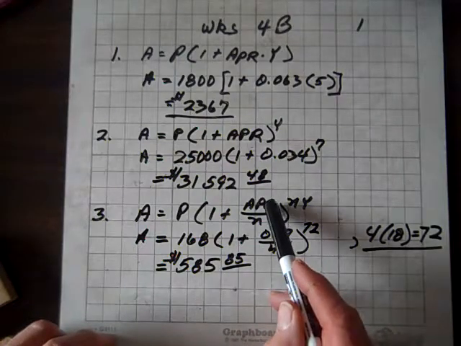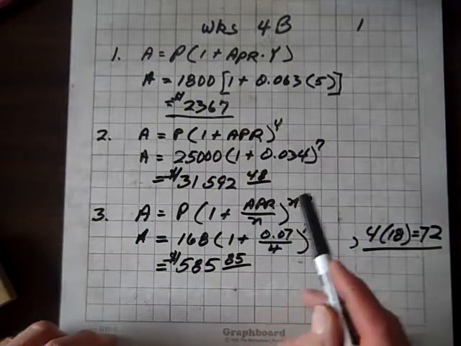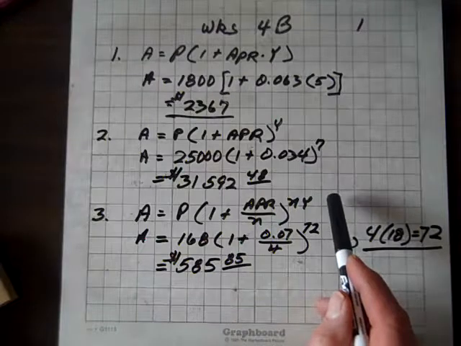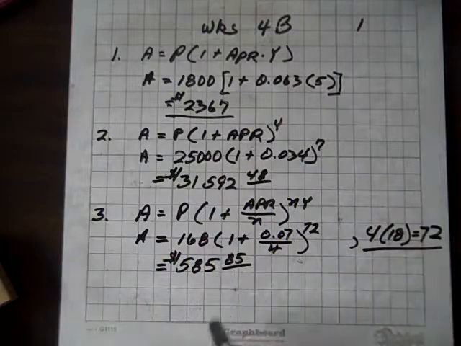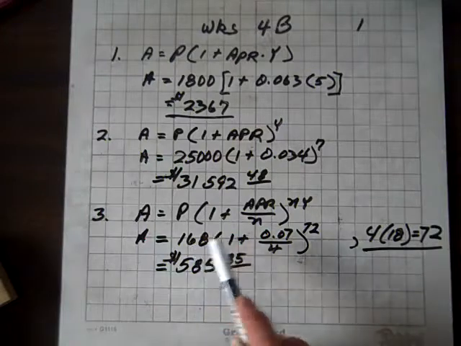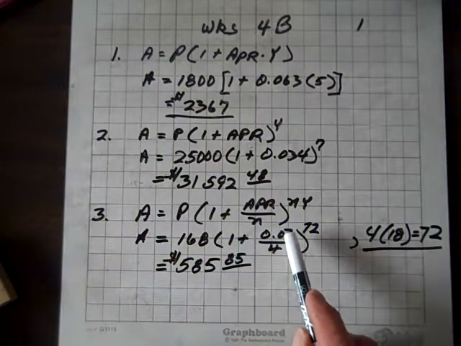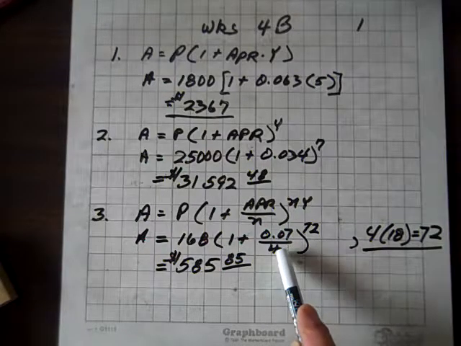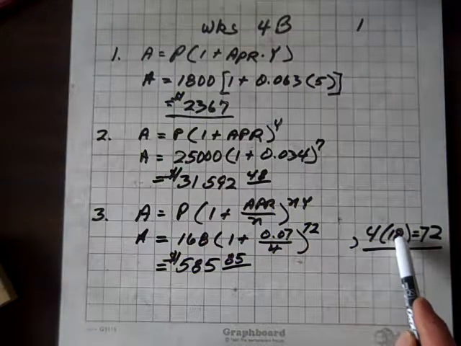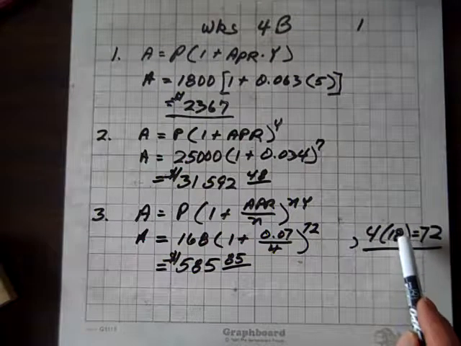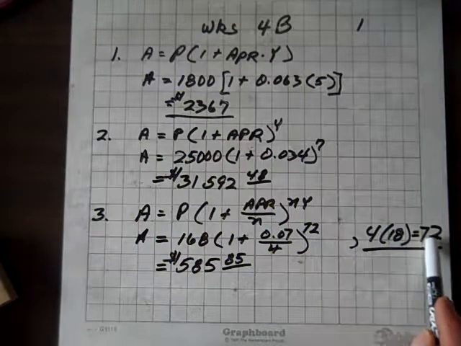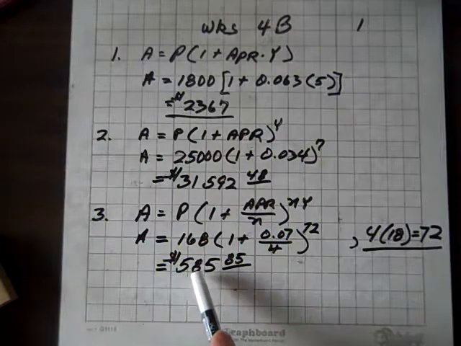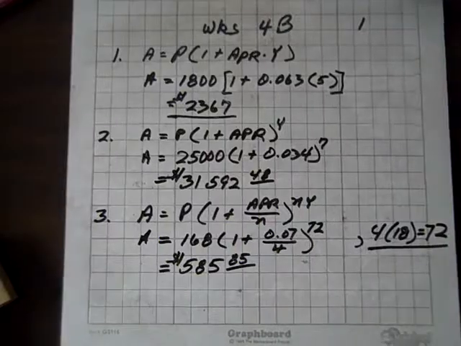Now, what if you compound more than once a year? Then you divide the rate by the number of compoundings per year, and you also multiply the number of years in the exponent by that number of compoundings, n. So for number 3, we have a principal of $168, a rate of 0.07 or 7%, 4 times a year, and this is for 18 years, and 4 times 18 is 72, so I put a 72 there. And my product is, when I'm done, $585.85.